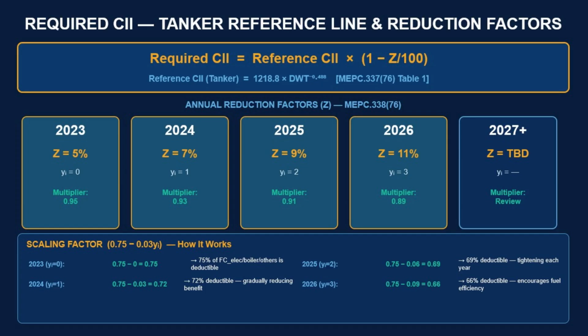In 2023, 75% of electrical, boiler, and other fuel is deductible. In 2024, the deductible percentage becomes 72%. In 2025, it reduces to 69%, and in 2026, only 66% is deductible. This gradual reduction encourages ships to improve overall fuel efficiency rather than relying solely on correction factors.